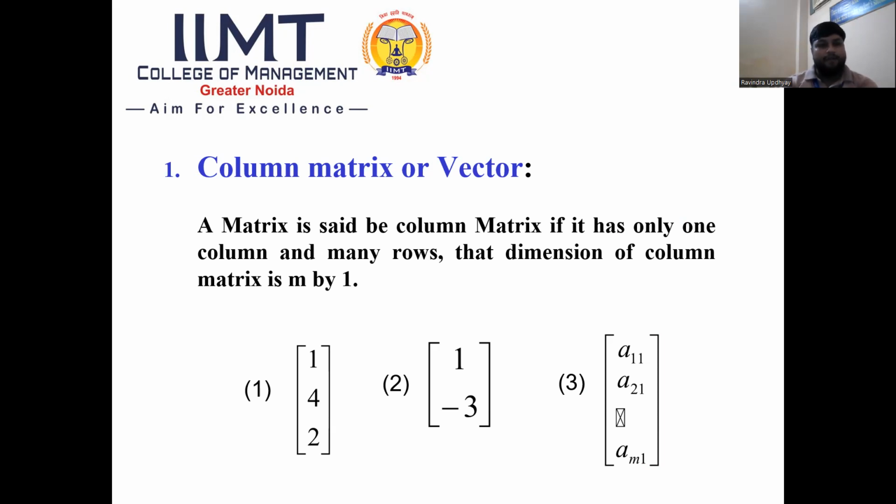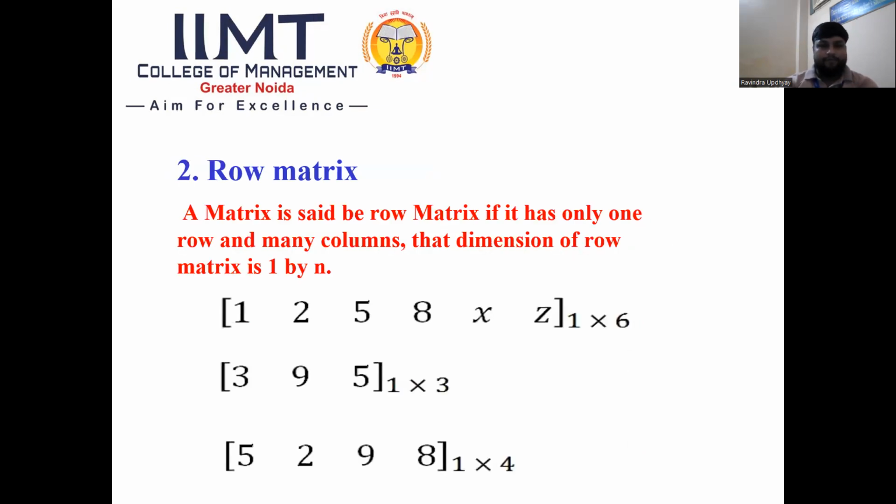For example, this is a column matrix. It has only one column, three rows. Second example, this is a column matrix. It has two rows and one column. Third example, it has one column and m rows.